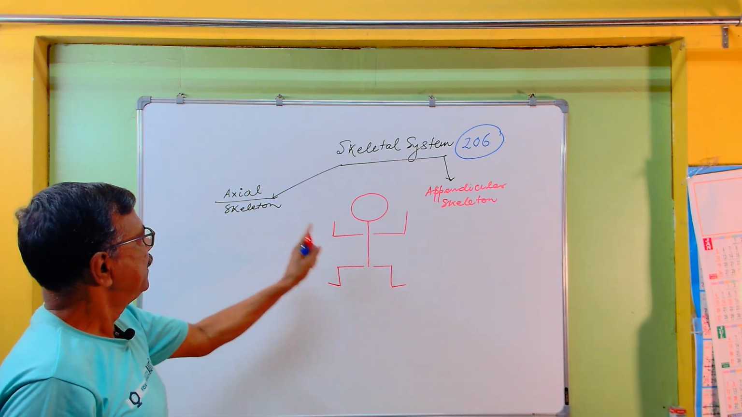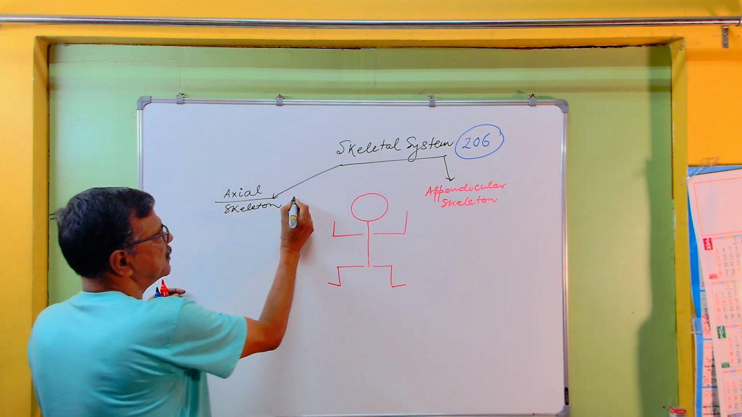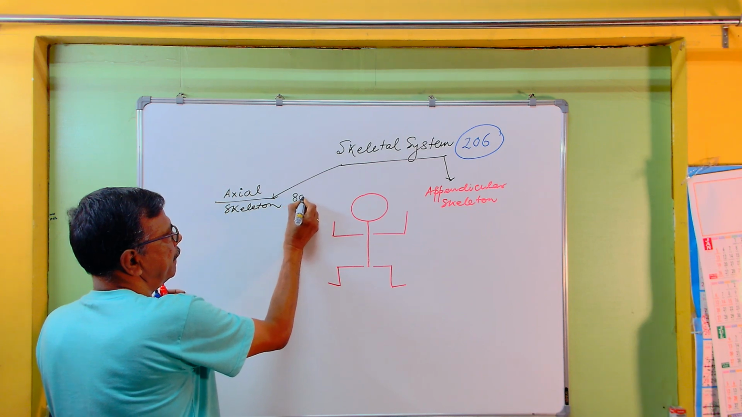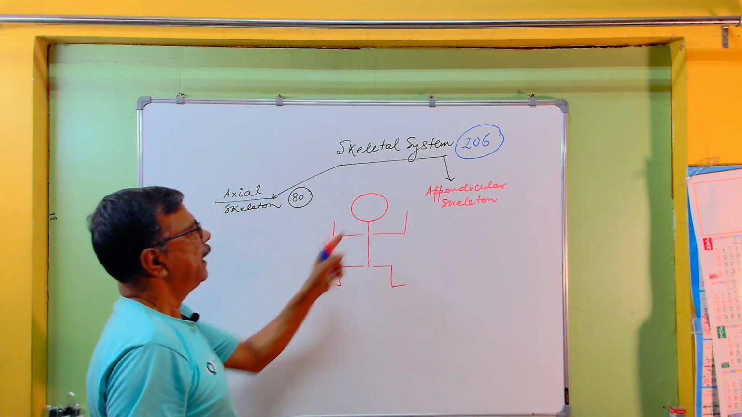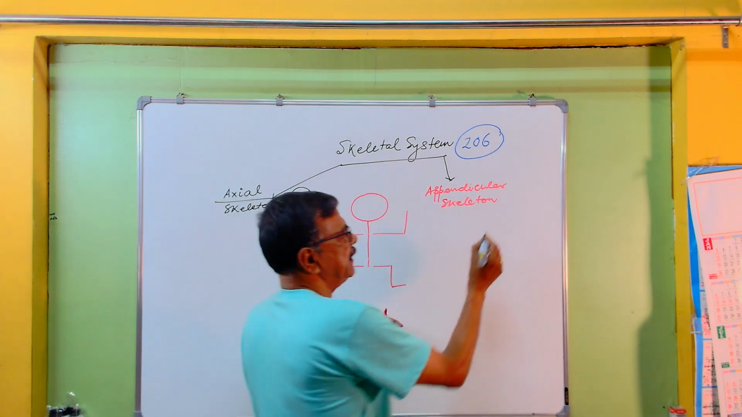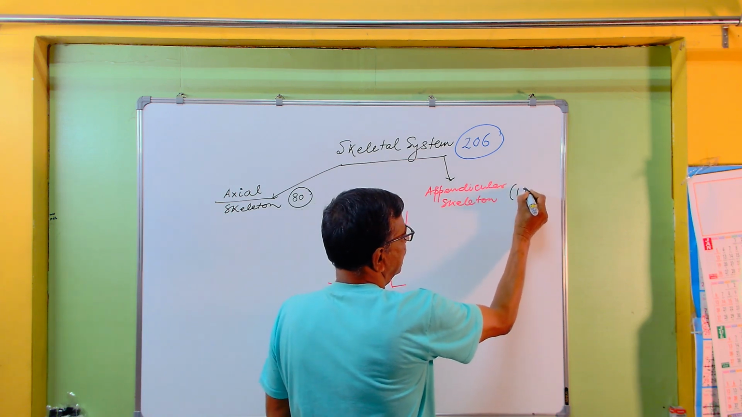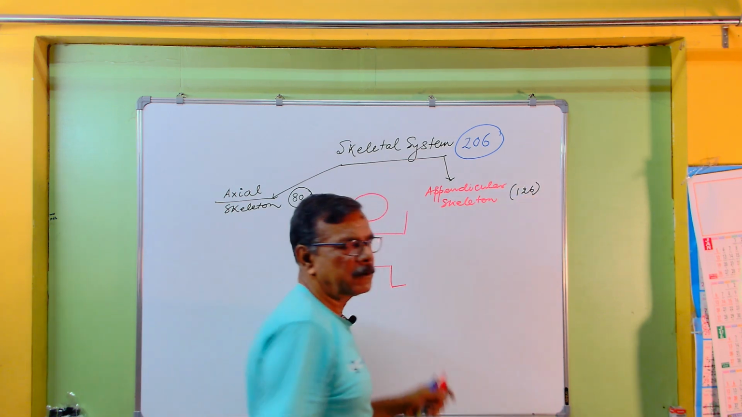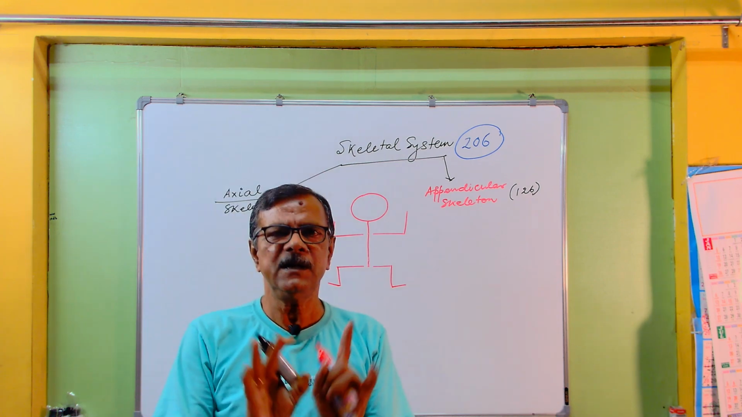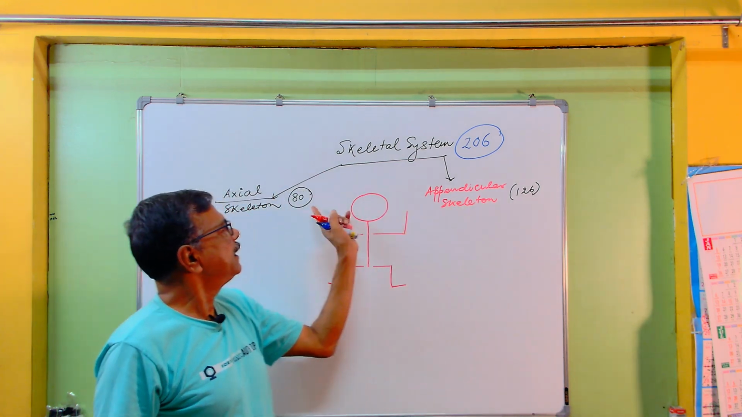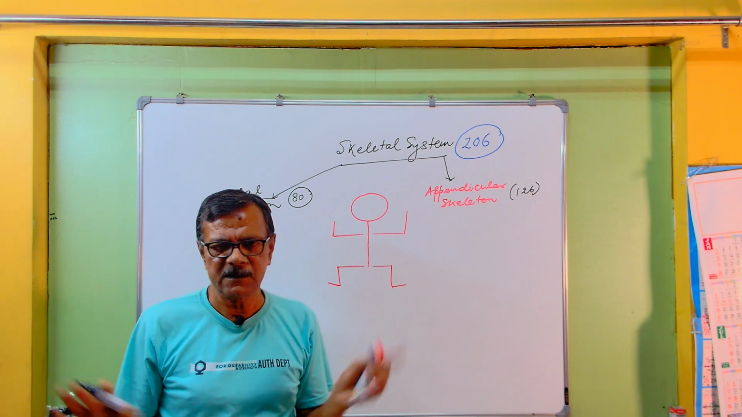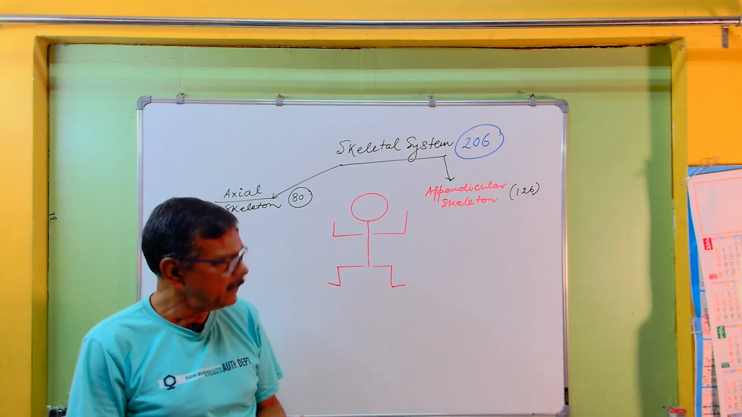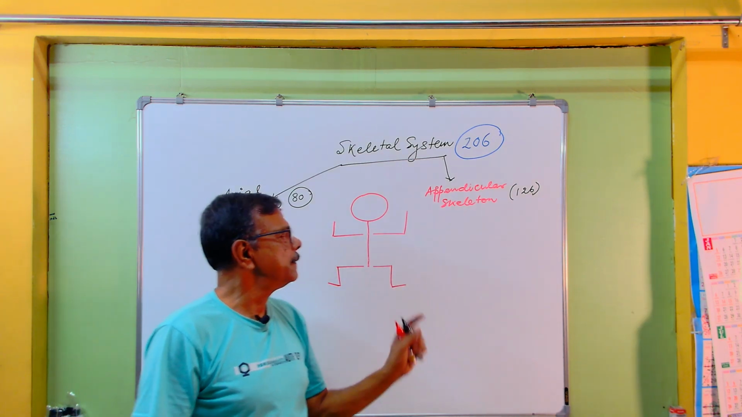Of which this axial skeleton consists of 80 bones, and this appendicular skeleton consists of 126 bones. So it comes together to 206. Okay. Now let us break this one first.